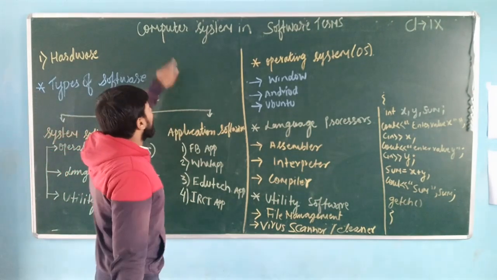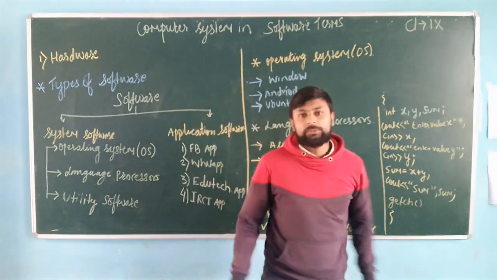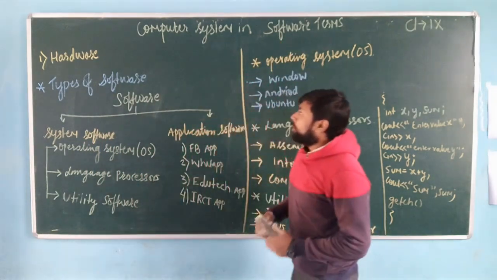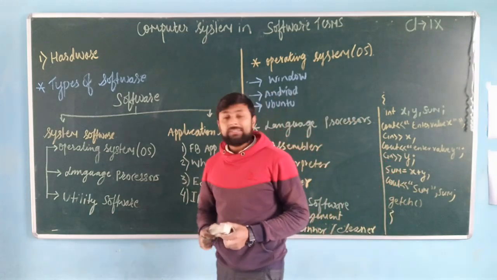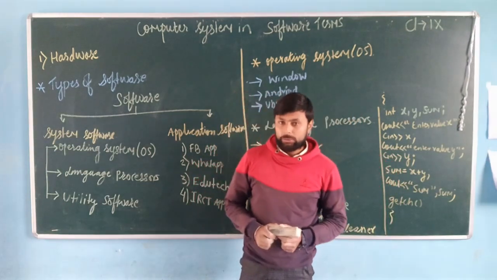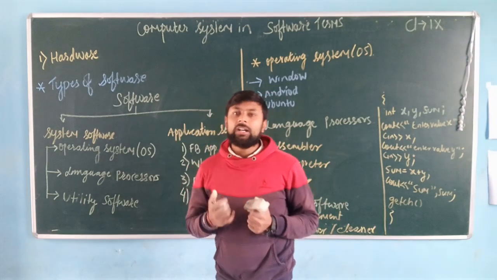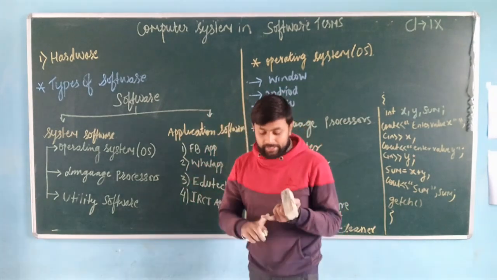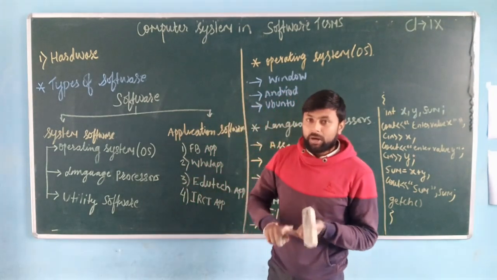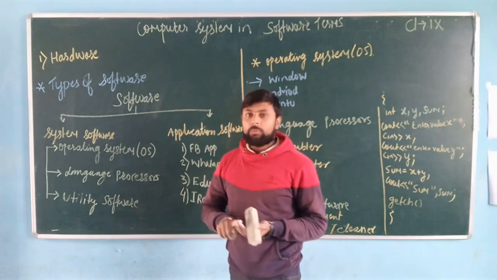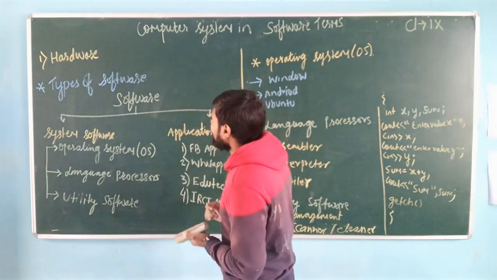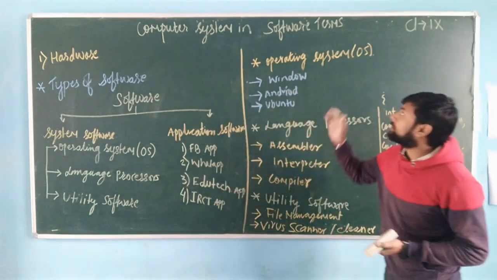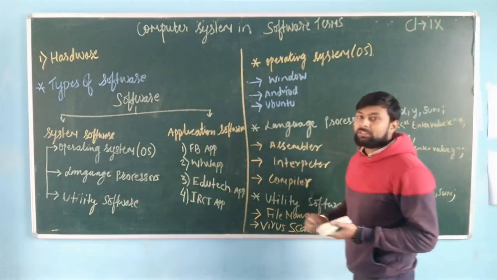Today we will learn computer system in software terms. Okay, now see. First, what is hardware? Hardware is a physical component of a computer which we are able to see or touch, like keyboard, mouse, RAM, ROM. All are hardware. Now, we will mainly focus on the software part.